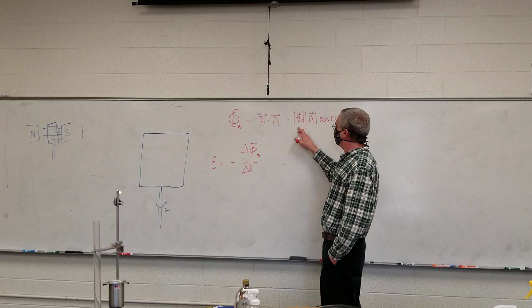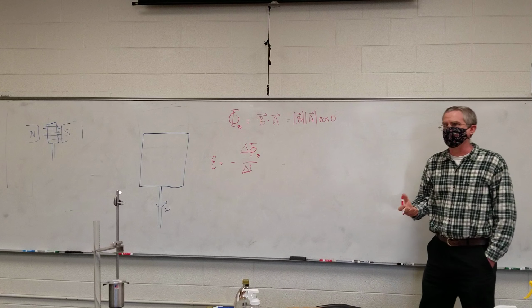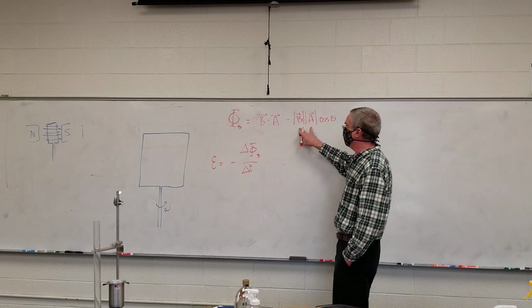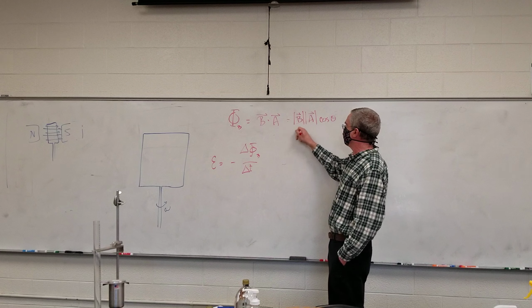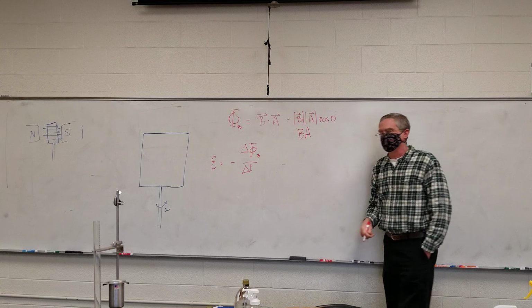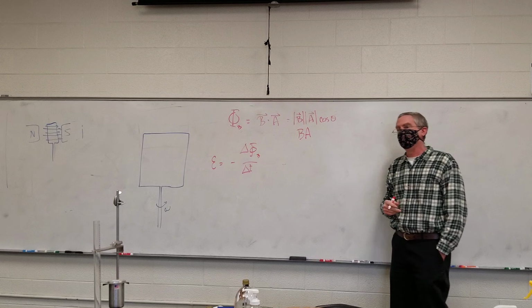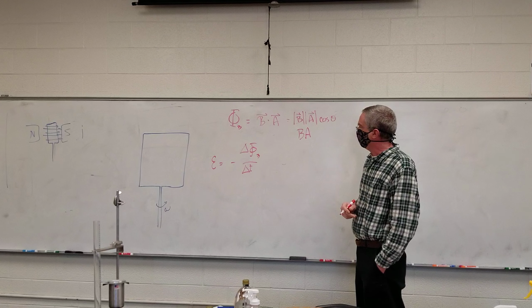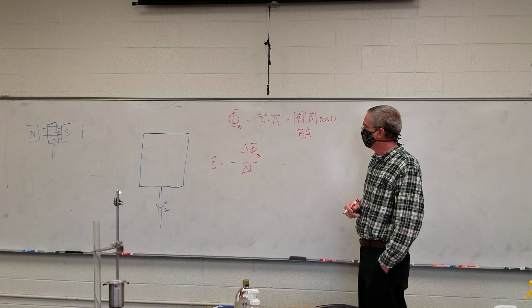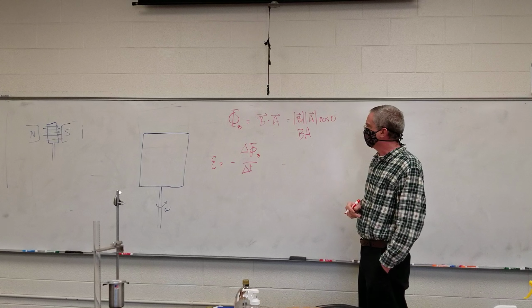So my magnitude of the magnetic field and my magnitude of the area are not changing. These two are constants here. And I'm just going to represent these by dropping the vector symbol. Question: why is EMF equal to the negative change in magnetic flux?